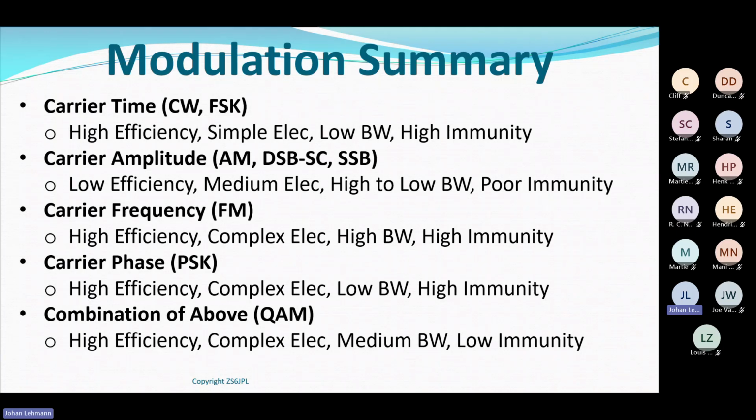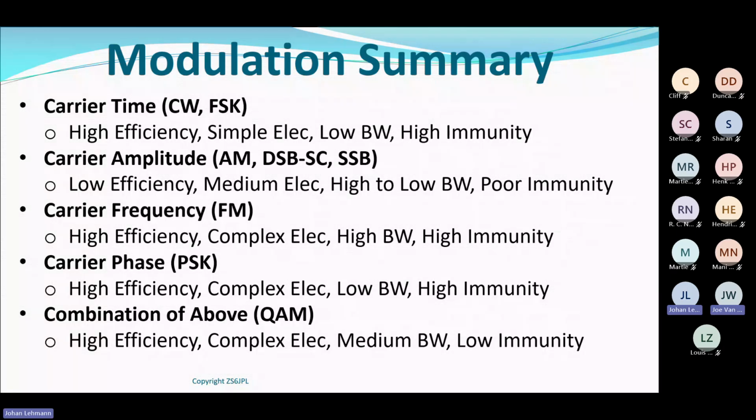In summary, which is important, some of these things you need to know. We'll get to the questions at the end. You'll see some of these things pop out of those sample questions for the exam. Carrier, if we change the carrier time, CW, FSK, it's very efficient. It's very simple electronics. It uses very little bandwidth, and it's got a high immunity to noise. Okay, high efficiency, simple electronics, low bandwidth, high immunity to noise.